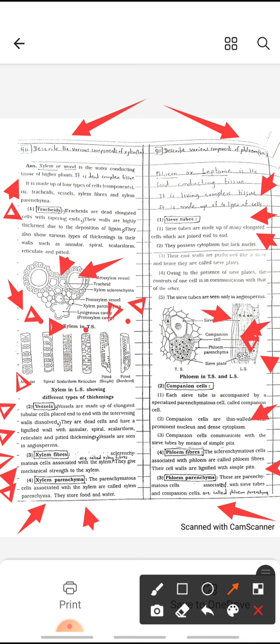So these are the different types of complex permanent tissue, xylem and phloem, and their components.